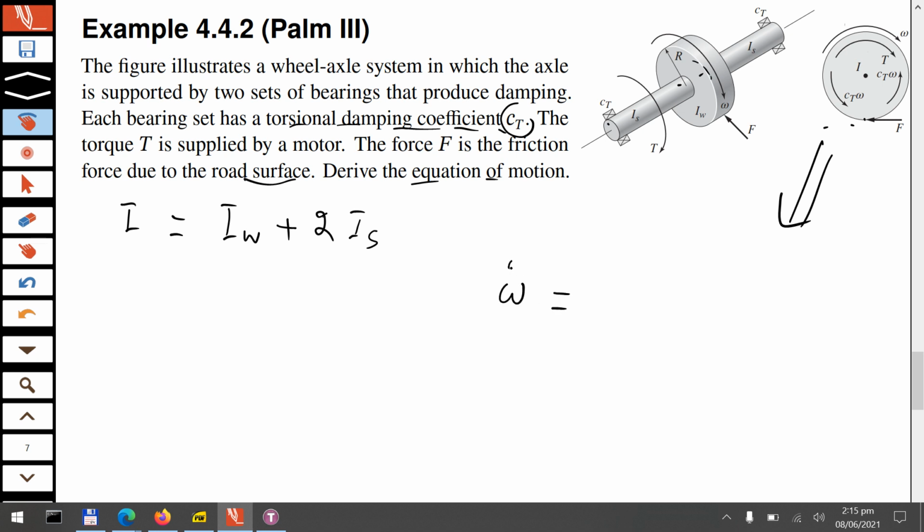We just write down the moment equation, basically omega dot times I, and by I I mean this I, okay, this is the I.